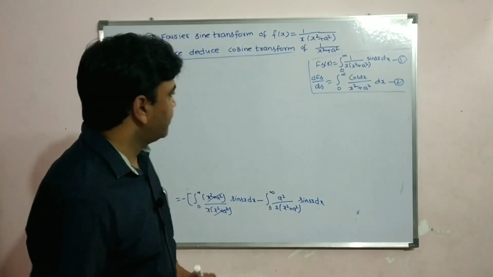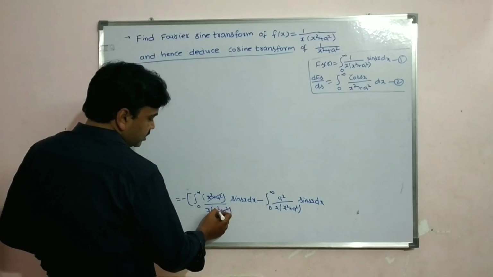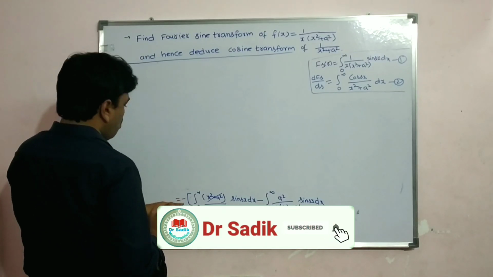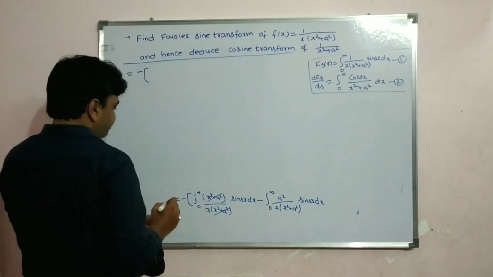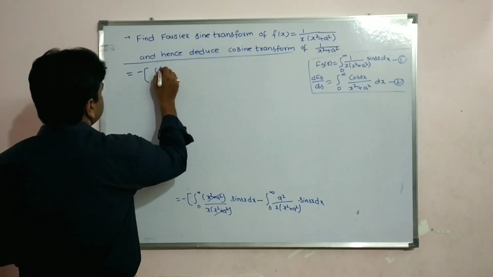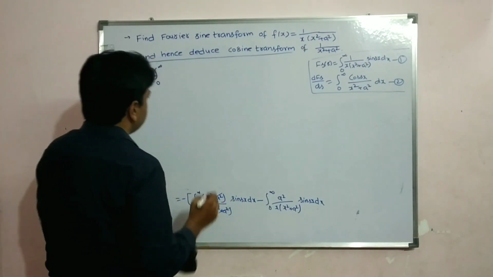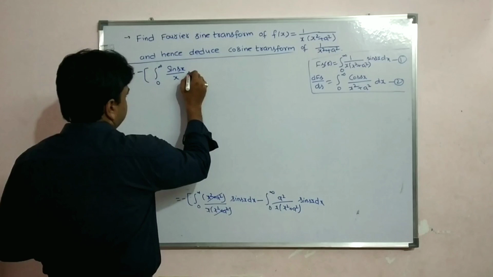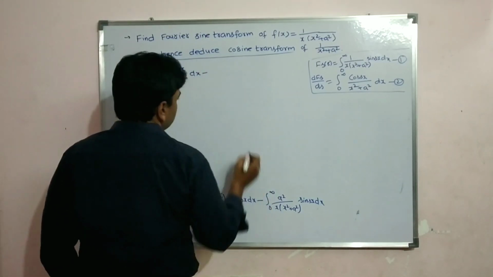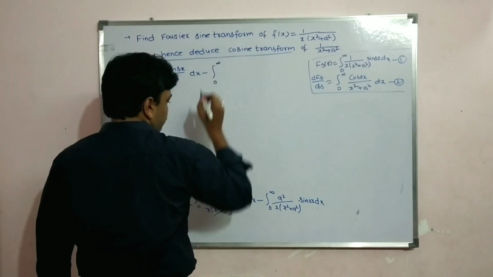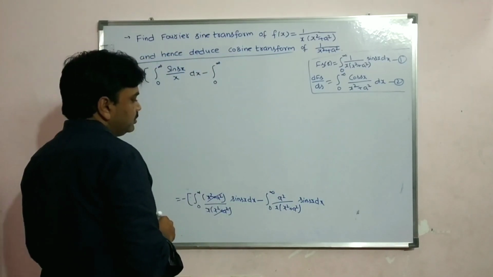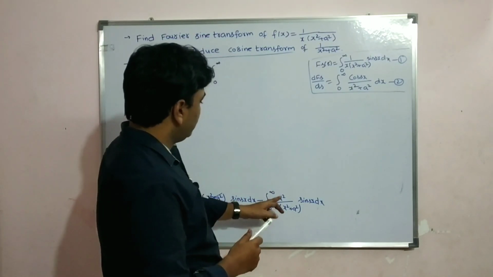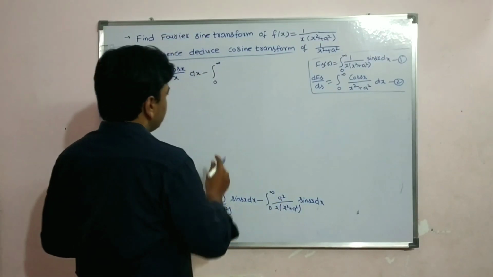Let us continue, students. Here x square plus a square cancel. So we get that is equal to minus bracket integral 0 to infinity sin sx by x dx minus integral 0 to infinity, now see, students, 1 by x, you write a square here, a square.